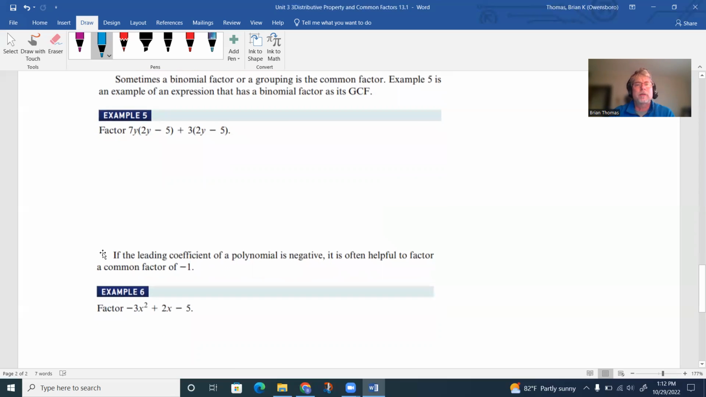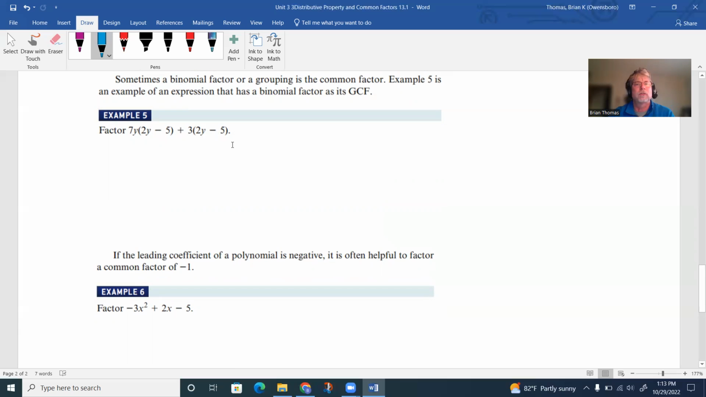So sometimes a binomial factor can be, it's actually going to be a two-termed common factor. So if I look at this example 5, notice how 7y times 2y minus 5, that quantity. So 7y is a factor and the 2y minus 5 is a factor. So this is in factored form. And then we have this 3 times 2y minus 5. Notice how the 3 and the 2y minus 5 are factors.